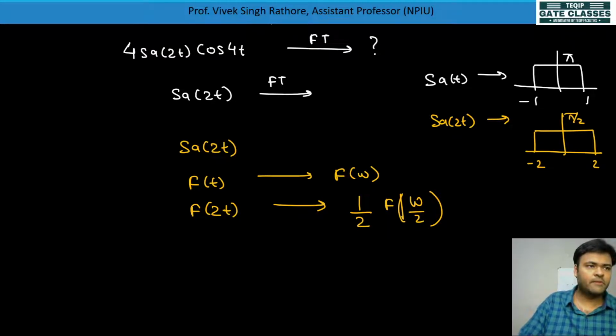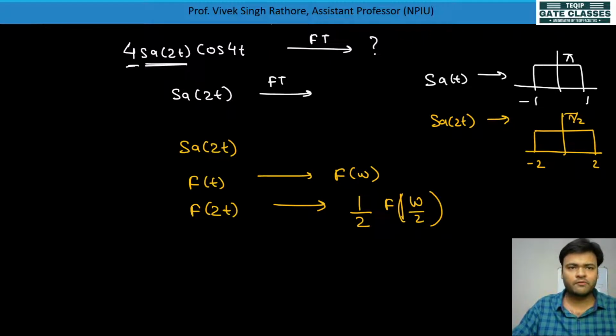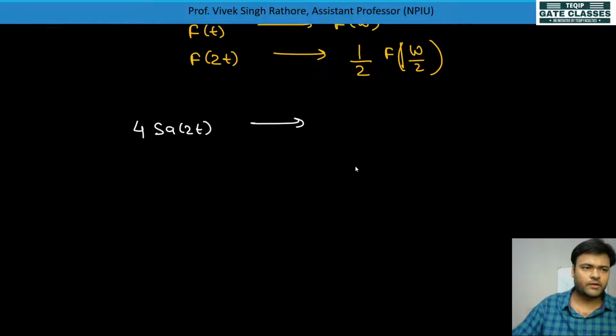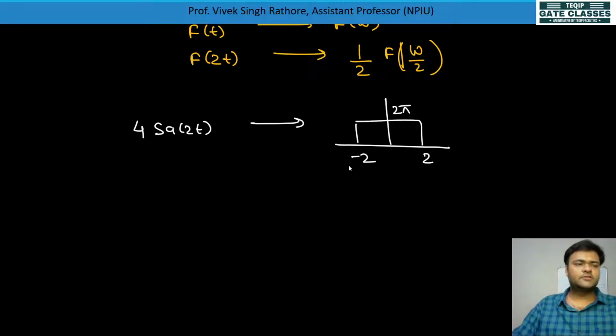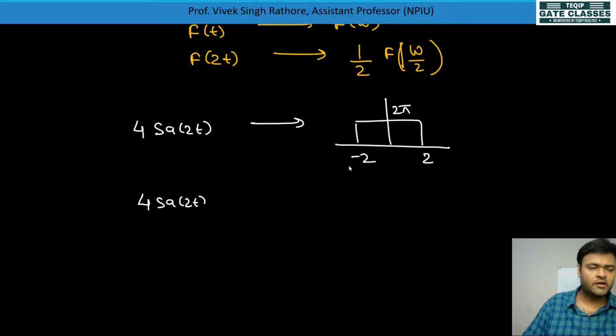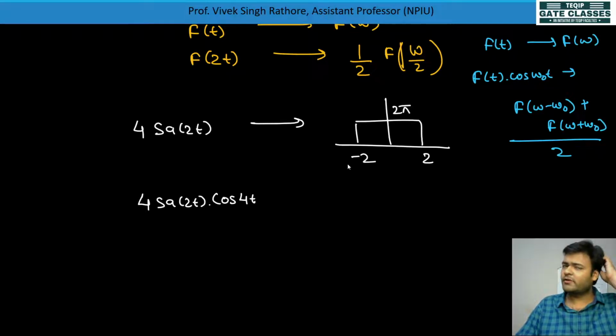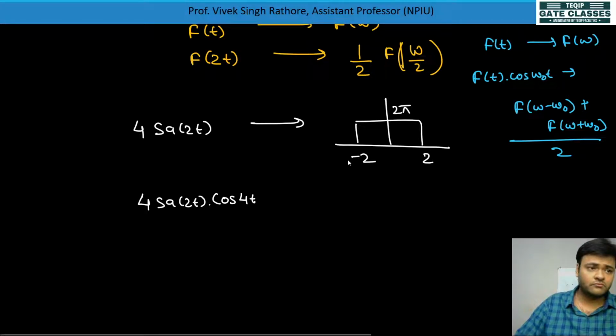Okay, now 4 also you can multiply. So the Fourier transform for 4 sampling of 2t will be from minus 2 to 2 with magnitude 2 pi. Now we multiply 4 sampling of 2t by cos of 4t. You know the property that if the Fourier transform of f of t is f of omega, and we multiply f of t by cos of omega naught t, we get f of omega minus omega naught plus f of omega plus omega naught, divided by 2. This is the modulation property we saw earlier, and it can be applied here.